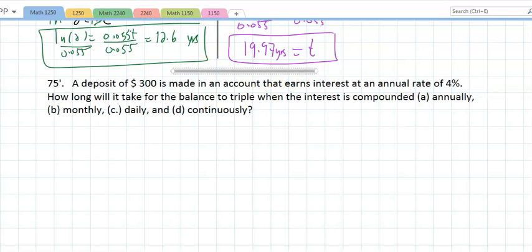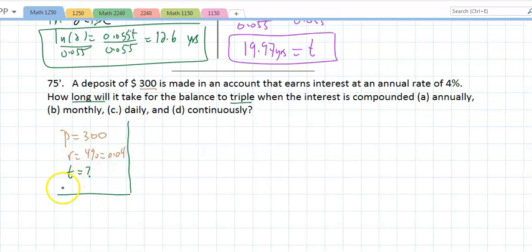And this is what it says. It says a deposit of $300. P is $300. Is made into an account that earned interest at a rate of 4%. Very good. That's fixed. How long? You're looking for time. How long would it take for the balance to triple when the interest rate is compounded? And let's do this. So we want the balance to triple. We want A to be, you put in 300, 3 times that is 900.